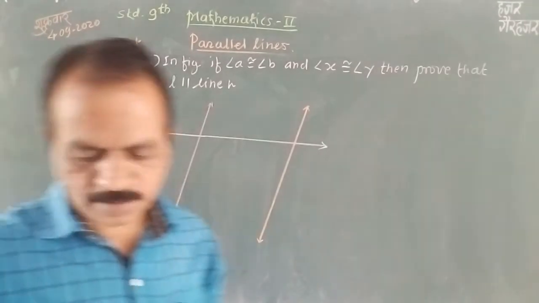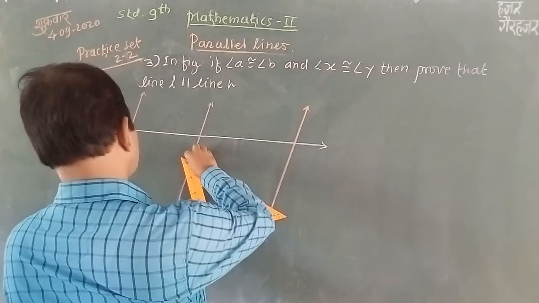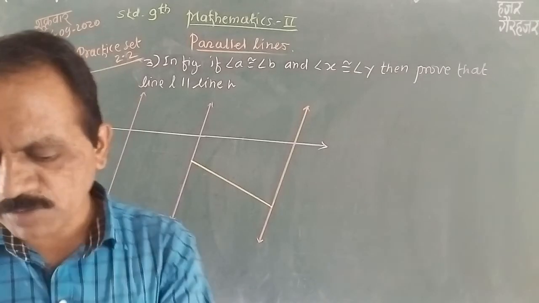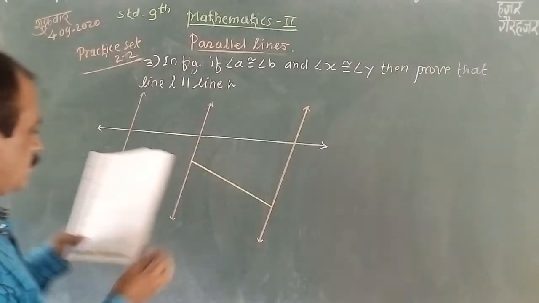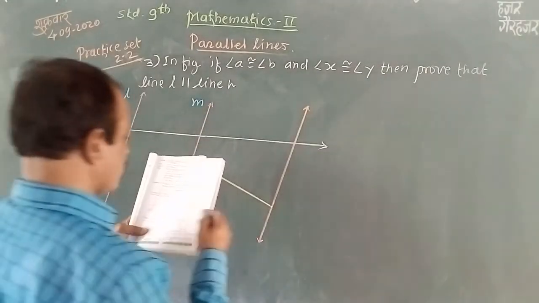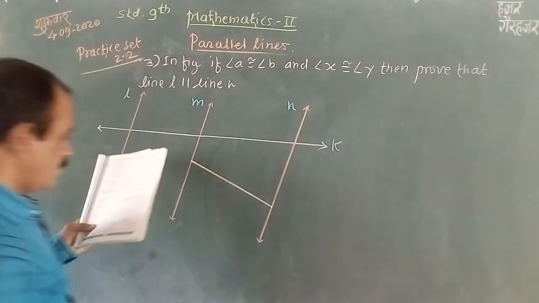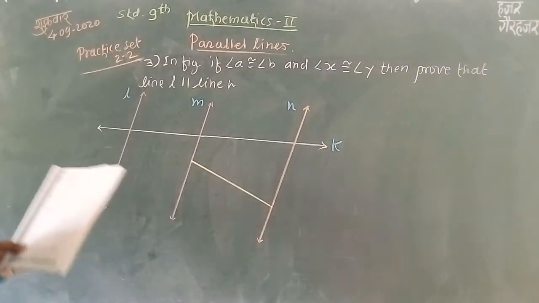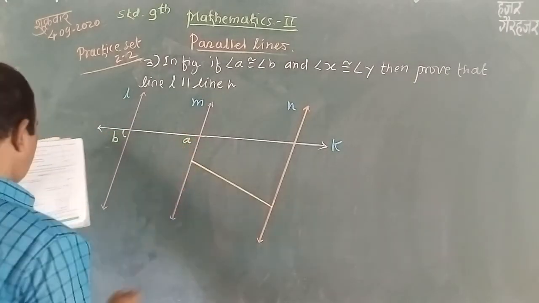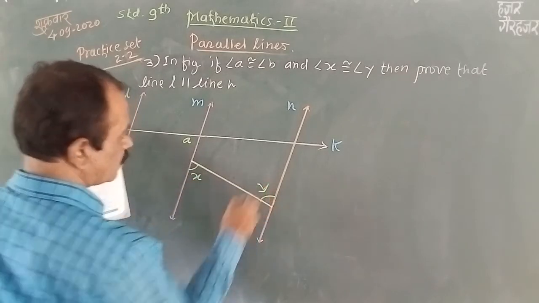Now another line will be drawn here. And then we give the names of the lines like this. This is line L, this is M, and this is line M. And the transversal is K. Now give the measures of the angles like this. This is angle B. Here is A. This angle is X, and this one angle is Y.